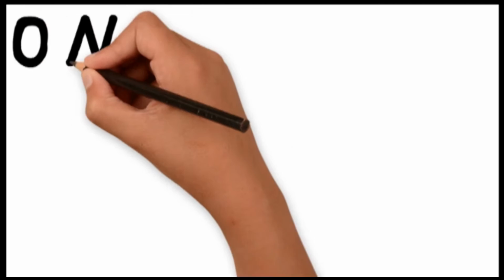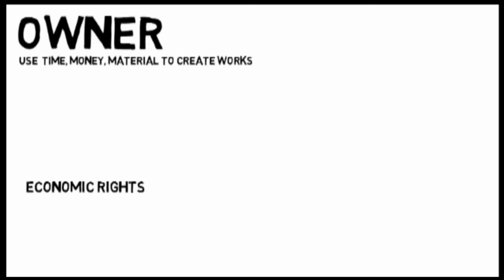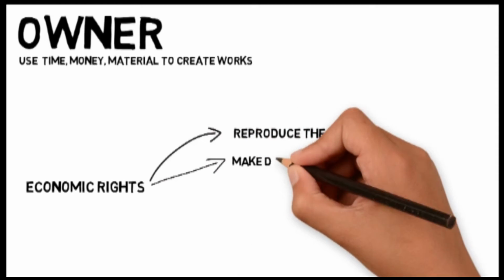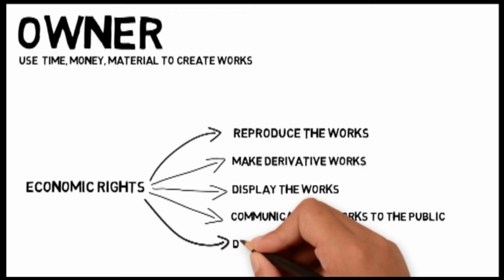On the other hand, the owner is the person or entity who uses time, makes a financial investment in, or uses his material and technical facilities to create works. He has the economic rights, or exploitation rights, which mean the rights to reproduce the works, make derivative works, display the works, and communicate and distribute the works to the public.